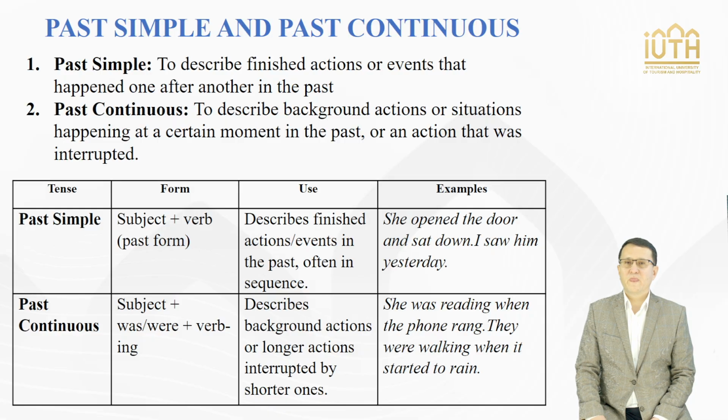Past continuous. Form: subject plus was, were plus verb-ing. The usage: to describe background actions or situations happening at a certain moment in the past or an action that was interrupted. Keywords: while, when, at that moment. Example: she was reading a book when her phone rang. The long action, reading, was interrupted by the short action, phone rang. While they were walking in the park, it started to rain. Background situation and new event.